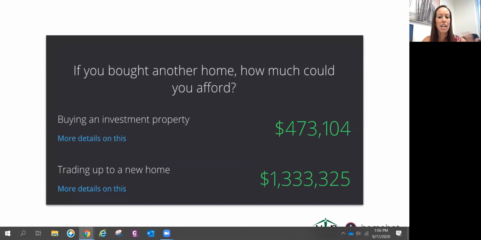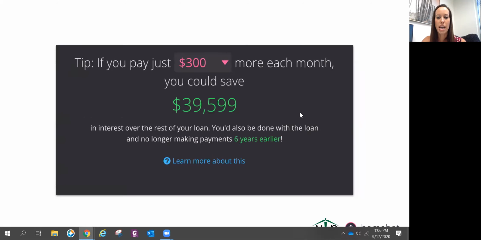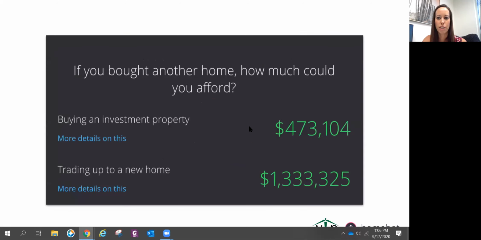This is another thing that a lot of our agent partners love. There's a prompt in there that shows them if they were to buy another home, how much home could they afford? So if they were to take a little bit of cash out of their home and put it as a down payment on an investment property, this particular person could buy an investment property for $473,000 potentially, assuming they could qualify, but that's up to the lender to figure out, not you. But what this does is it prompts them to start thinking about some of these things, right? So it opens up some ideas.